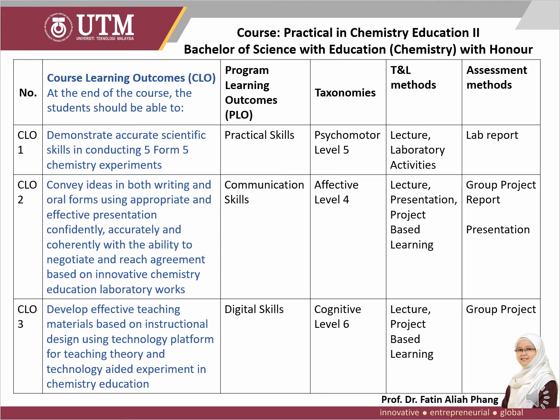The second one, convey ideas in both writing and oral forms using appropriate and effective representation confidently, accurately, and coherently, with the ability to negotiate and reach agreement based on innovative chemistry education laboratory works. And number 3, develop effective teaching materials based on instructional design using technology platform for teaching theory and technology aided experiment in chemistry education. So here are 3 examples of course learning outcomes from one course. What we're going to look at today is for you to learn how to write course learning outcomes.